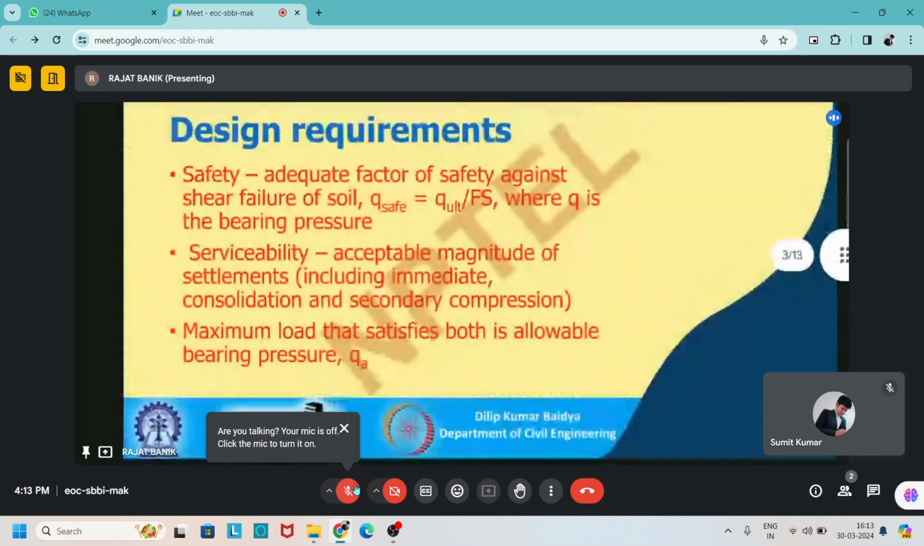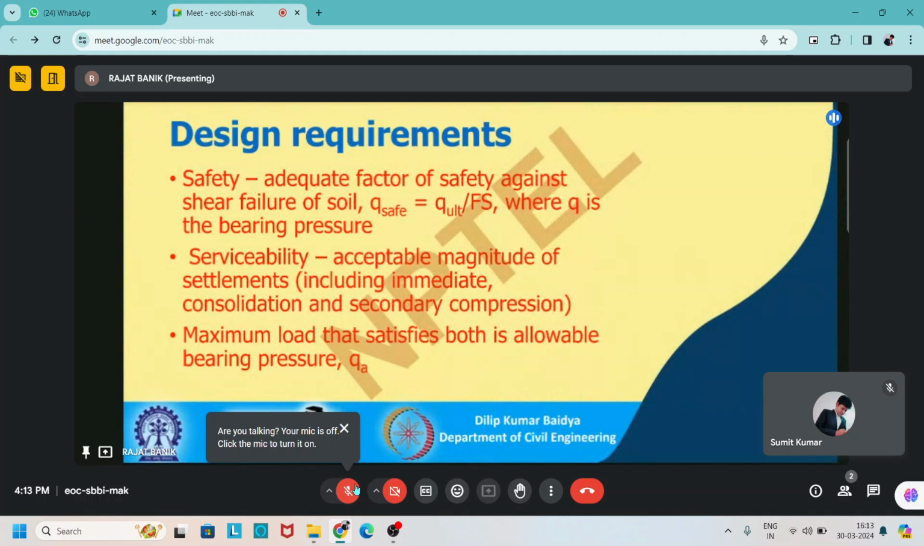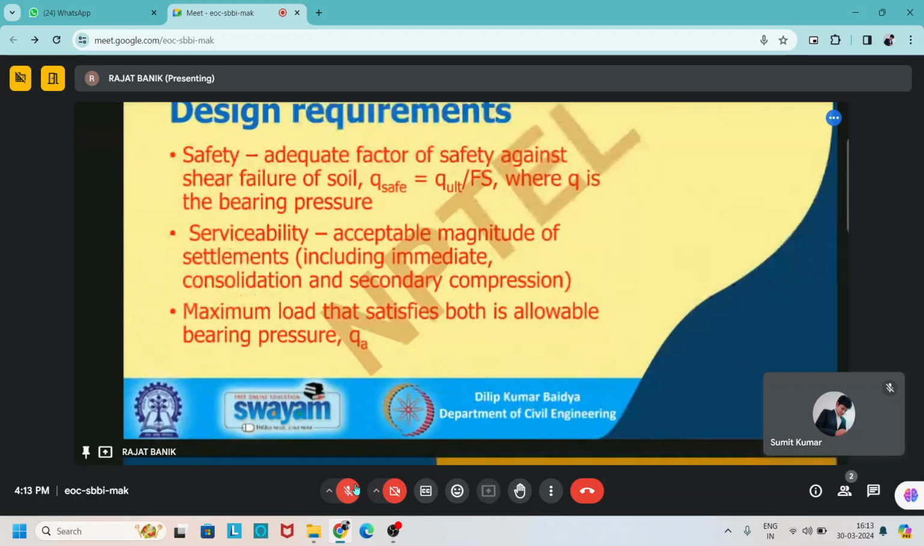Then we discussed the design requirement of this deep foundation. The main requirement is safety, and then we use foundation for serviceability. Safety is related to safety against shear failure or bearing capacity failure of the soil. Serviceability mostly deals with the settlement of the structure, whether it is immediate settlement, or primary and secondary consolidation settlement.